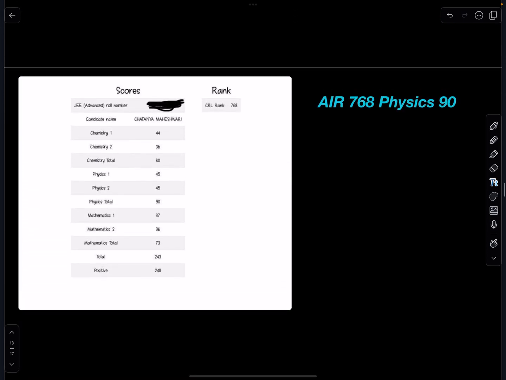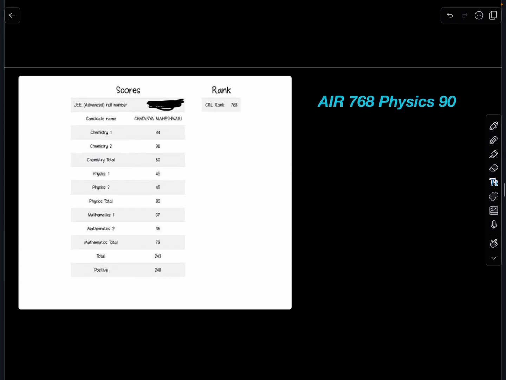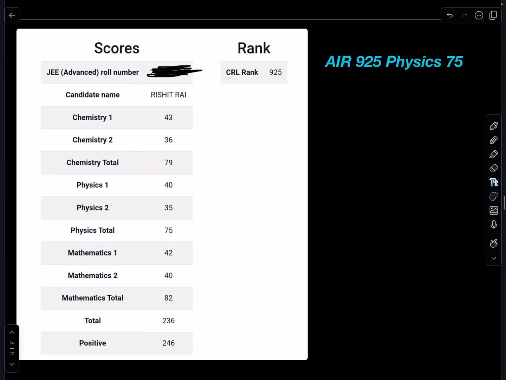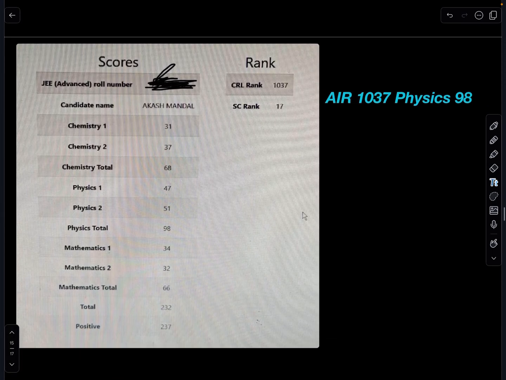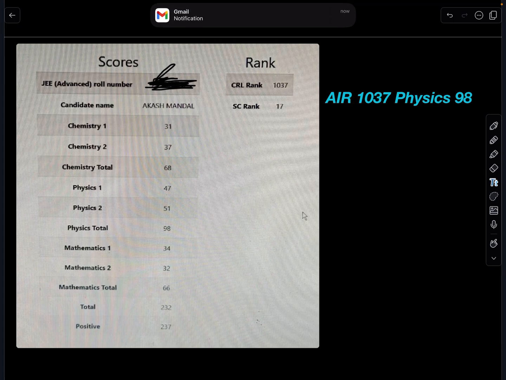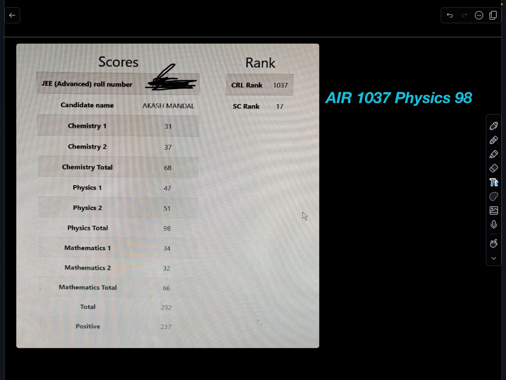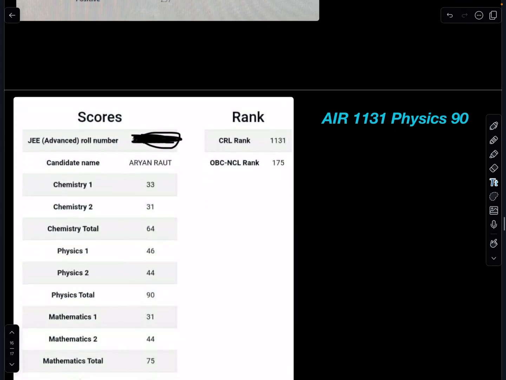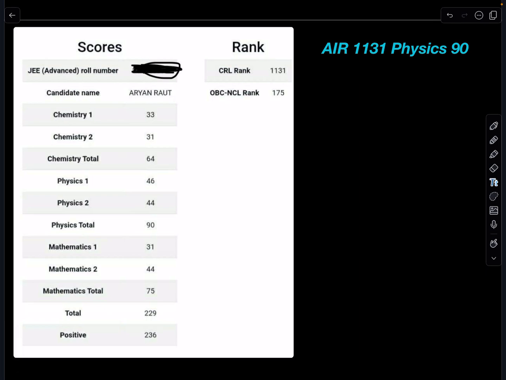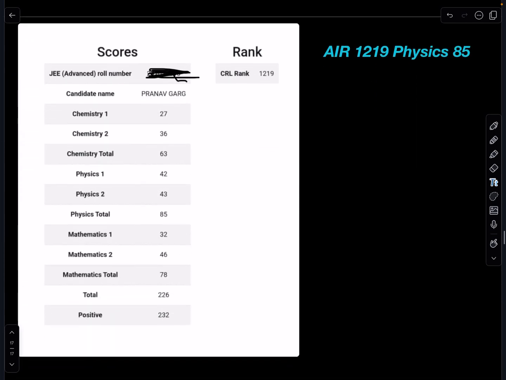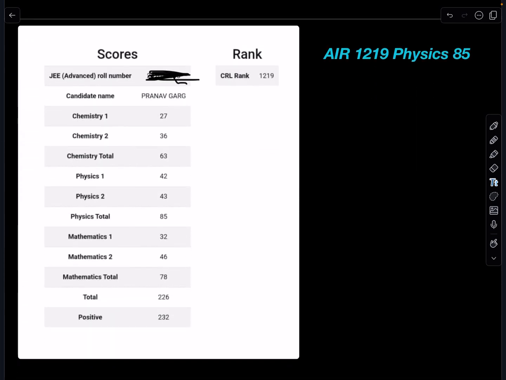Then we have Chetan Maheshwari, All India rank 768, physics score is 90. Wonderful result. And then again we have Rishit Rai, All India rank 925, physics score is 75. Then we have Akash Mandal, and All India rank 1037, and physics score is massive, 98. And SC category rank is 17, so he will get a very good branch, I think, in one of the top IITs. Wonderful result. Then we have Aryan Rawat, and All India rank is 1131, physics score is 90. Then we have Pranav Garg, All India rank 1219, physics score is 85.